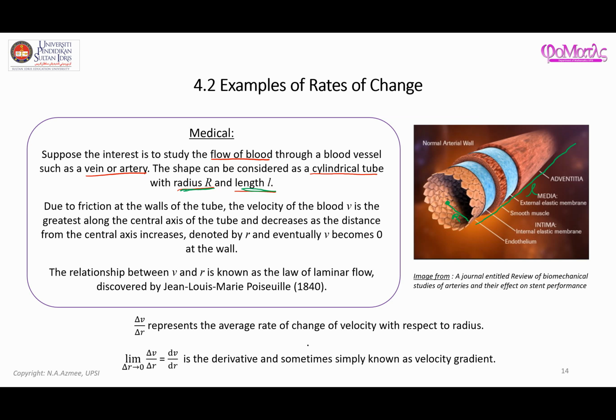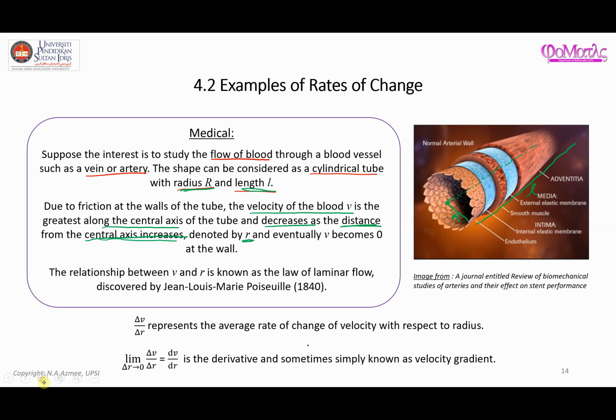Next, due to friction at the walls of the tube, the velocity of the blood V is the greatest along the central axis of the tube. So this is the central axis, and therefore the velocity of the blood here is the greatest, and the velocity decreases as the distance from the central axis increases. The distance from the central axis towards the outer part is denoted by small r.